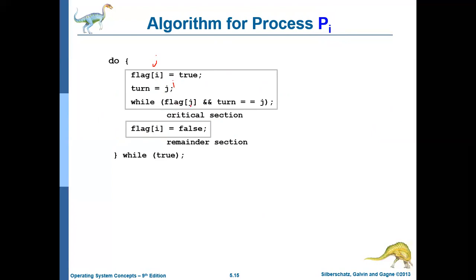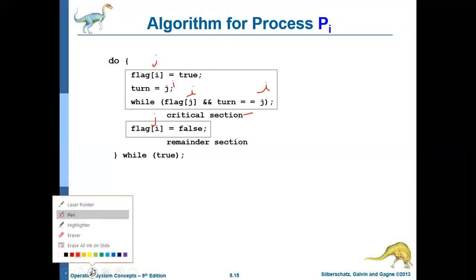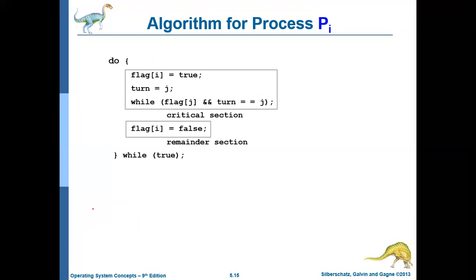While flag of i and turn equal to i. As long as flag of i is true and turn is equal to i, it will wait, because let i complete, further it will wait. And if this condition fails, then it will enter the critical section. When it is coming out, it will make flag of j equal to false. So this is a very simple algorithm which was proposed by Peterson to solve the critical section problem, and it is a quite successful algorithm.